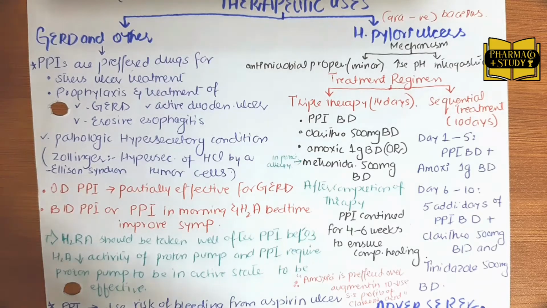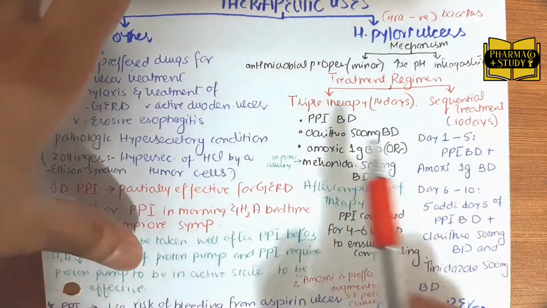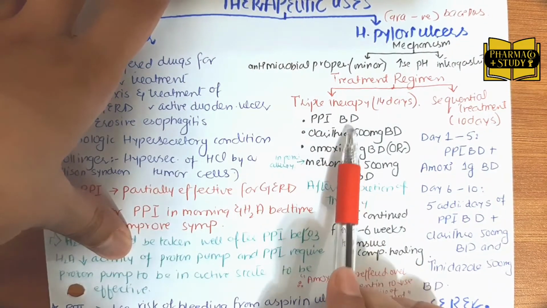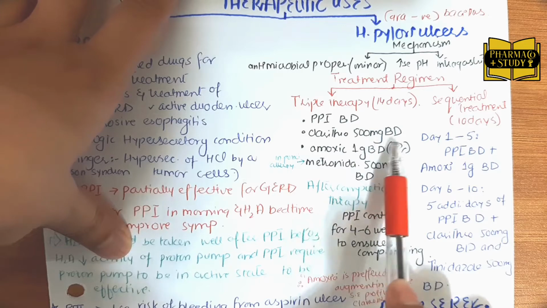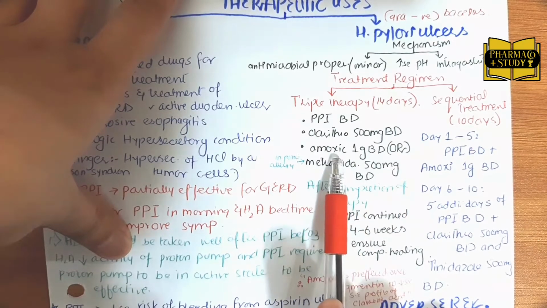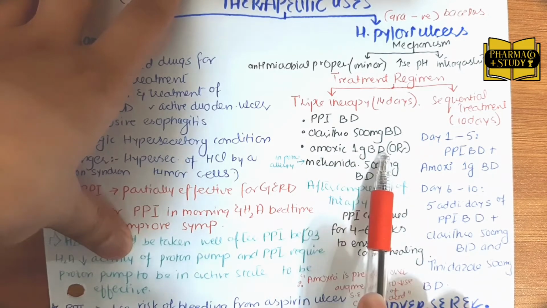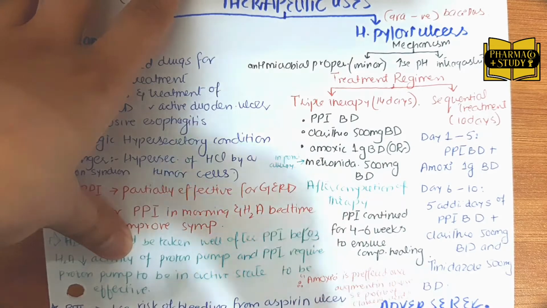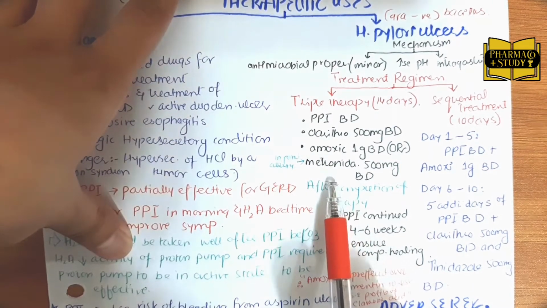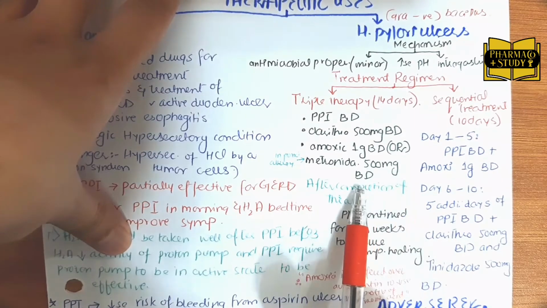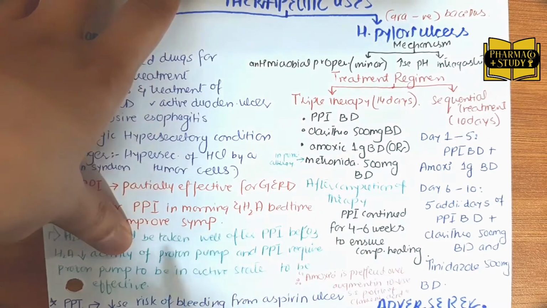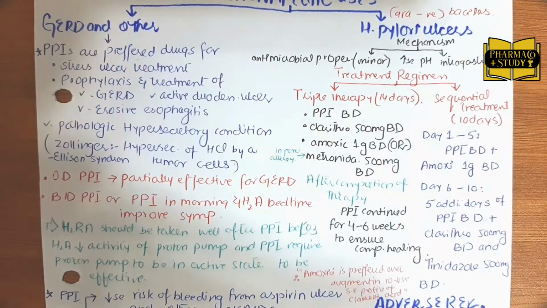Now what is the treatment regime? There are two types of treatment regimes. Number one is the triple therapy regime, which consists of 14 days treatment. Proton pump inhibitors are given twice daily, clarithromycin 500 mg given twice daily, and amoxicillin 1 gram twice daily. Or in the case of amoxicillin or penicillin allergy, you can give metronidazole 500 mg twice daily. So this is a very important regime. Now repeat the regime with me.